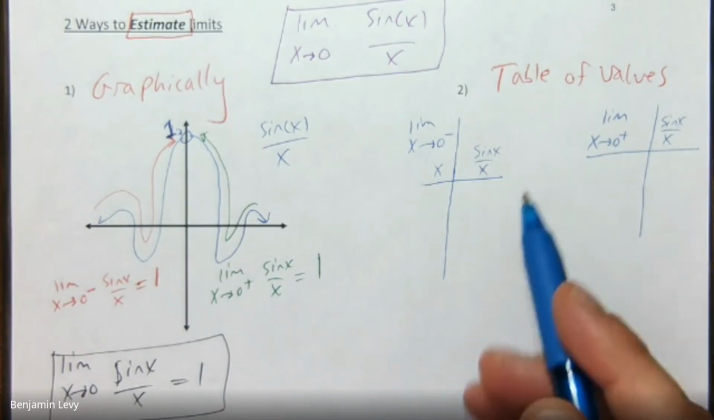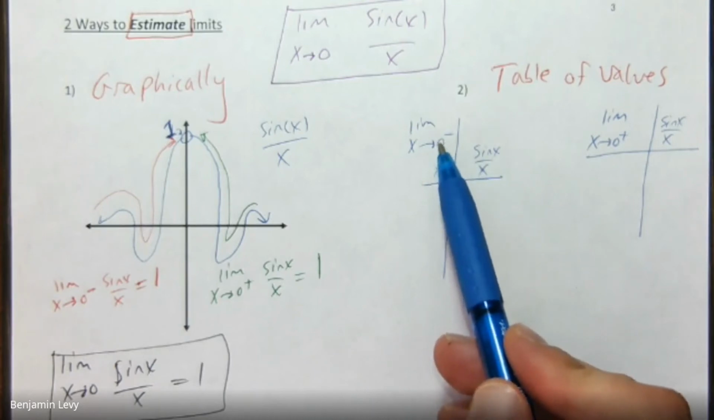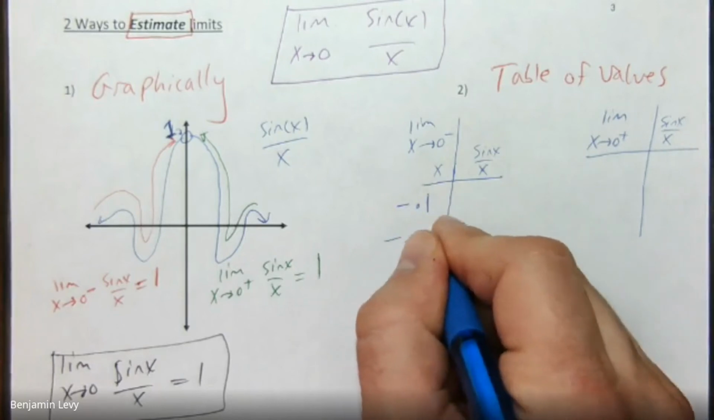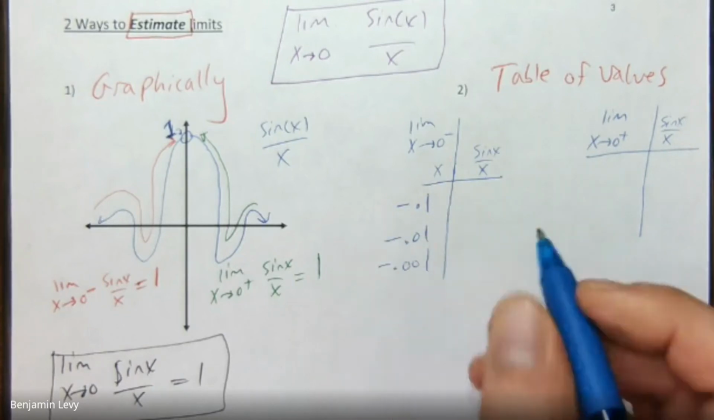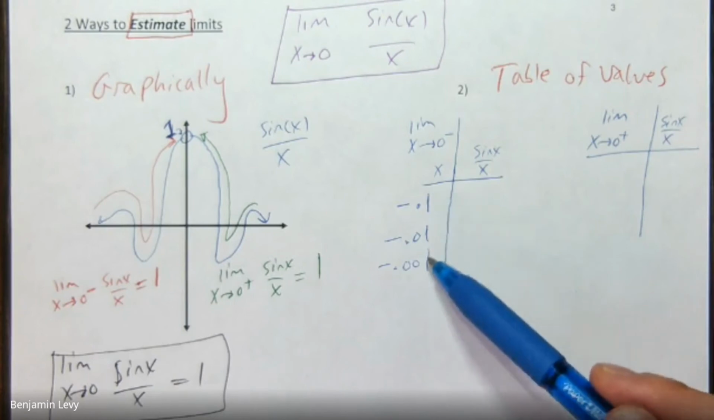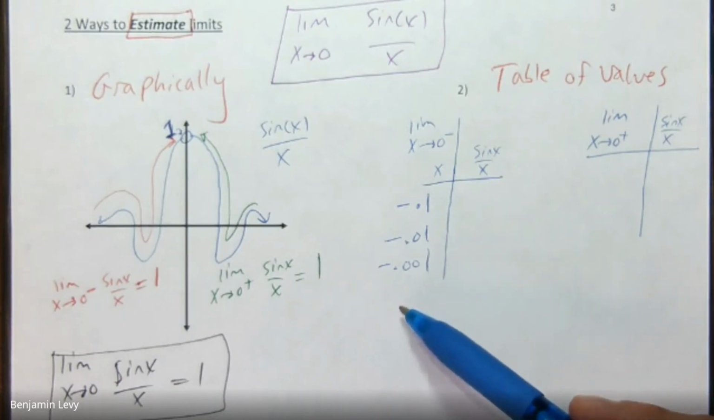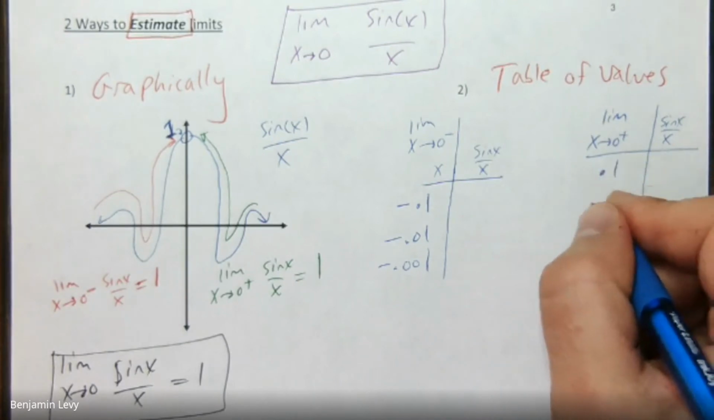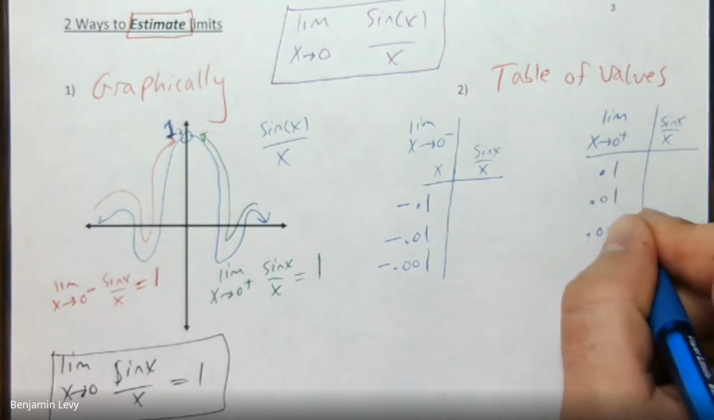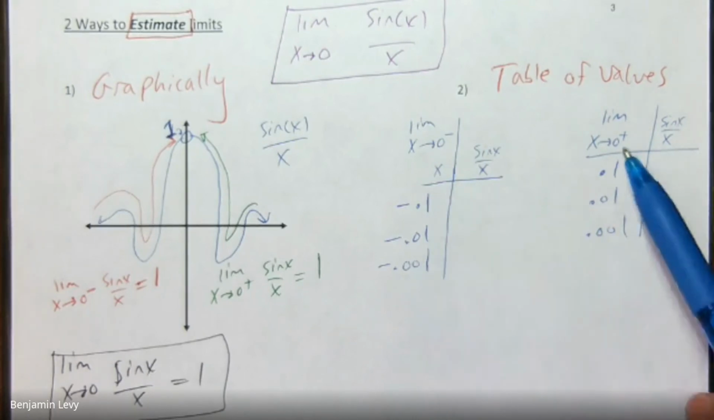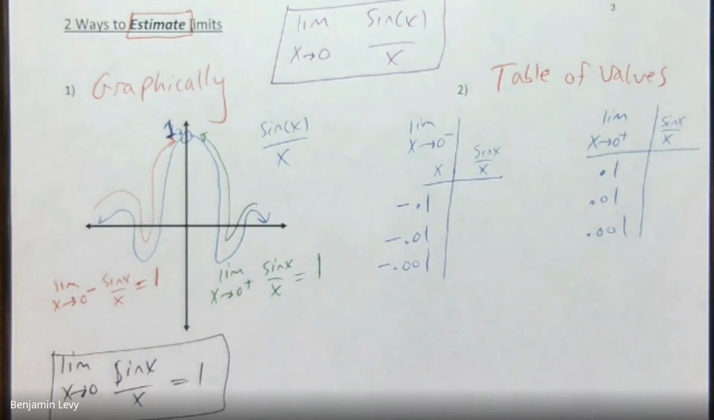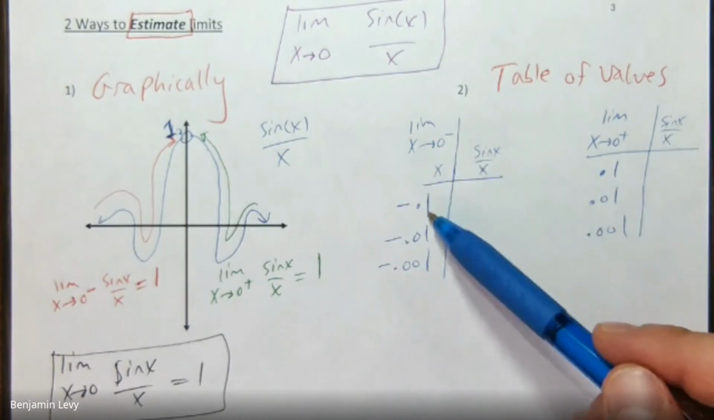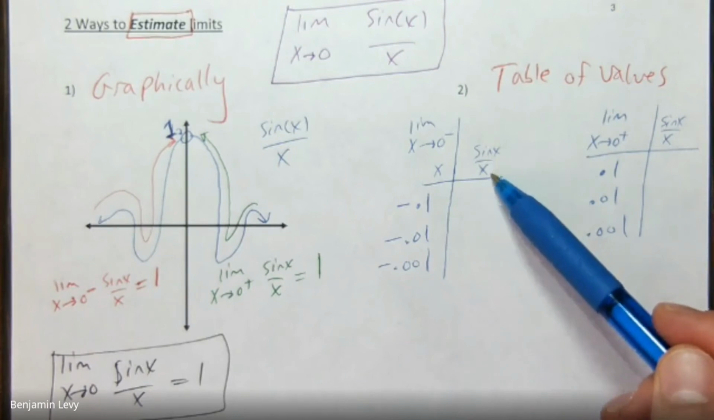If I'm plugging numbers in to the left of 0, they're going to be negative, right? So it's going to be like minus 0.1, minus 0.01, minus 0.001. These are numbers that are getting closer to 0 from the negative direction. And then I'll do the same thing. I'll plug the same numbers in, but the positive versions. I'm approaching 0 from the left and the right in these tables. And I'm just going to plug them into the function. Again, I did this on my calculator ahead of time.